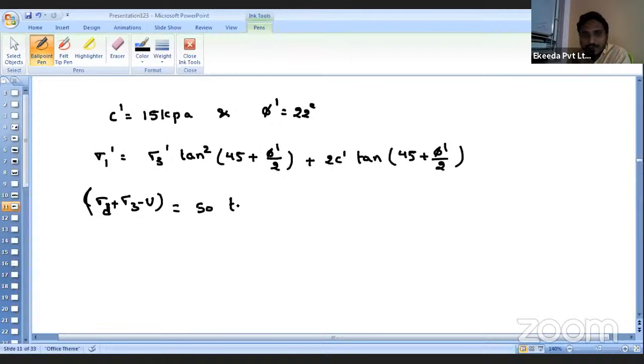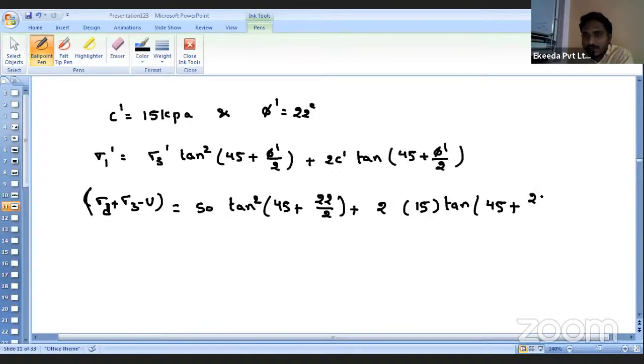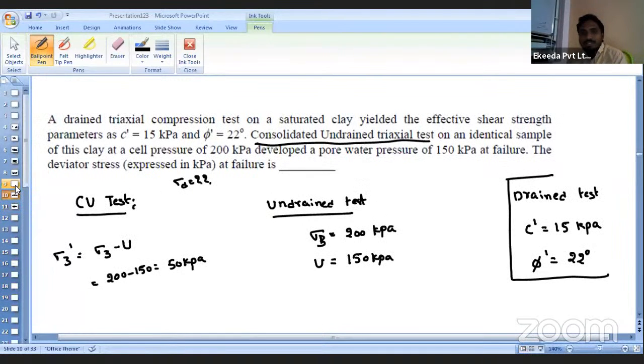50 into tan square of 45 plus the effective angle given as 22 by 2, plus 2 into effective cohesion c dash, which is 15 into tan of 45 plus phi dash given as 22 by 2. And if you are solving this, then we will obtain the value of sigma d, that you will get as around 104.3 kilopascal.